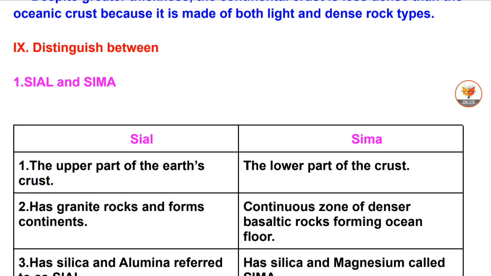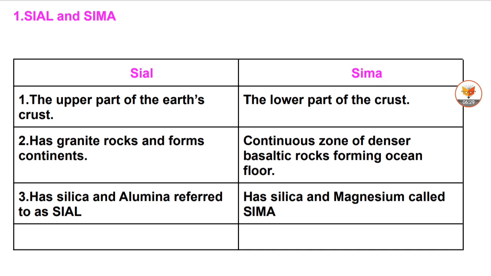IX. Distinguish between 1. Sial and sima. Sial. 1. The upper part of the Earth's crust. 2. Has granite rocks and forms continents. 3. Has silica and alumina, referred to as sial. Sima. The lower part of the crust. Continuous zone of denser basaltic rocks forming ocean floor. Has silica and magnesium, called sima.